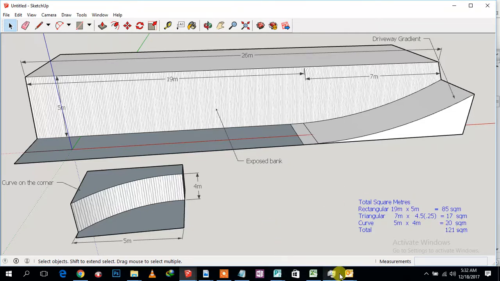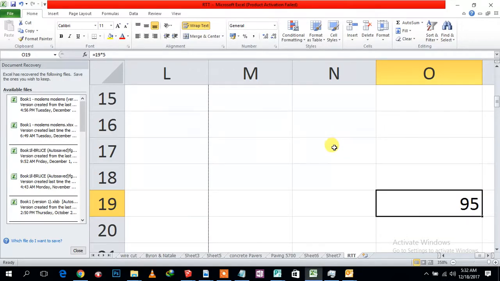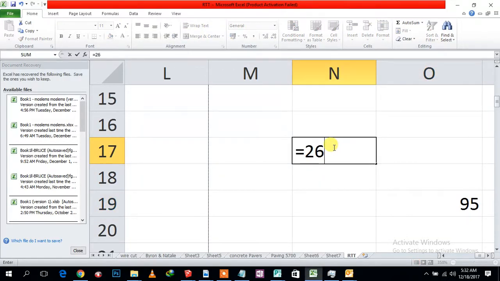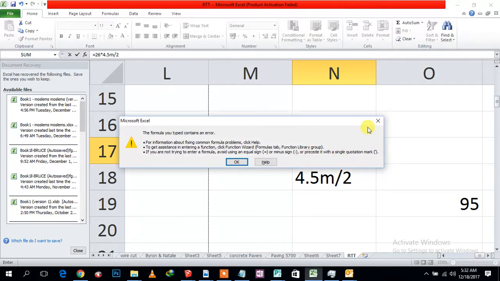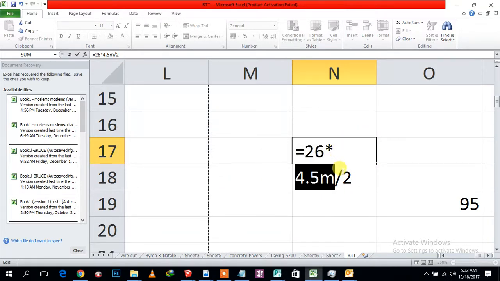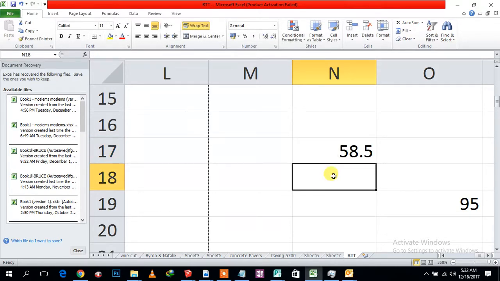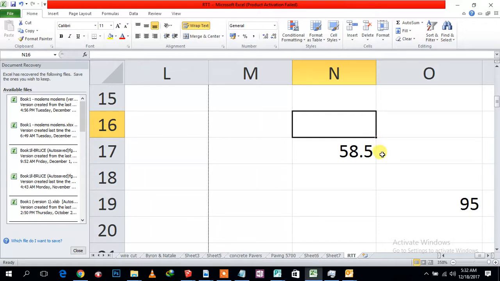My initial calculations were looking at 26 meters multiplied by 4.4, but then I said half of that. Let me say 4.5 meters, half base times height. So that's why I ended up having about 64 square meters. That is actually a big underestimate.